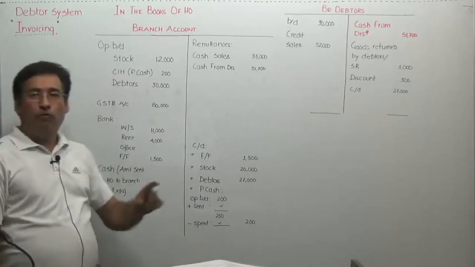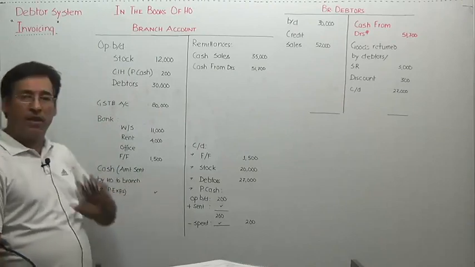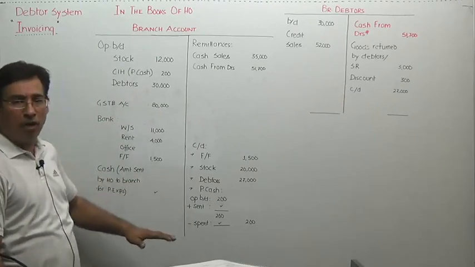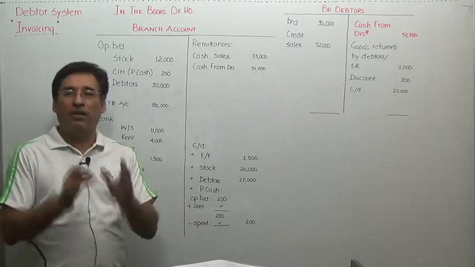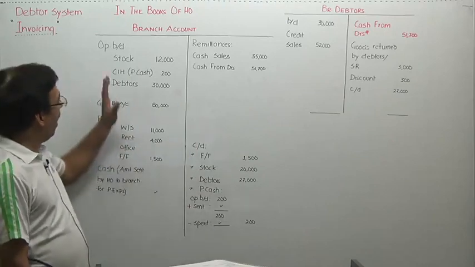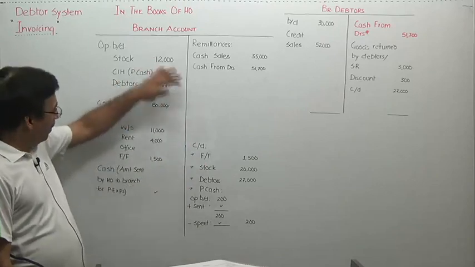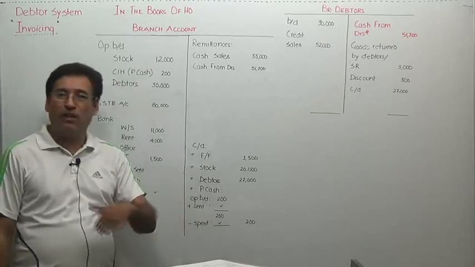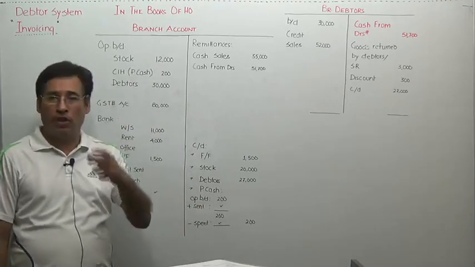If this question would not have been of invoicing, then my solution is completed and I am in a position now to compute my net profit. Is it clear to you? But this question is of invoicing. So now we have to do something else also in this question. So first I did the question as if it is a normal question. Now we are going to complete it with the help of concept of invoicing.